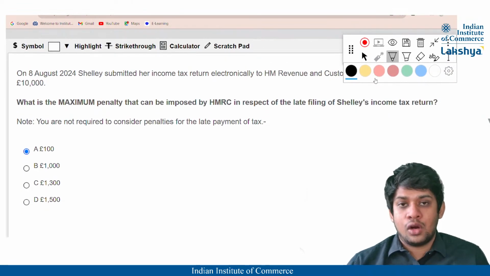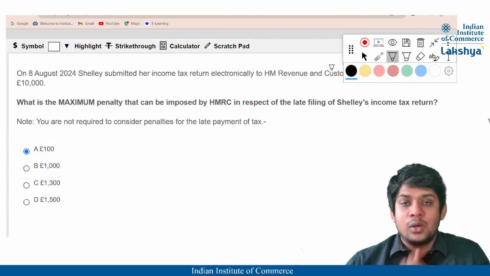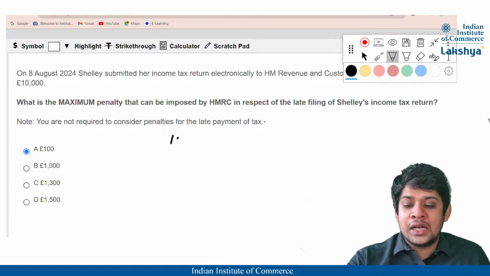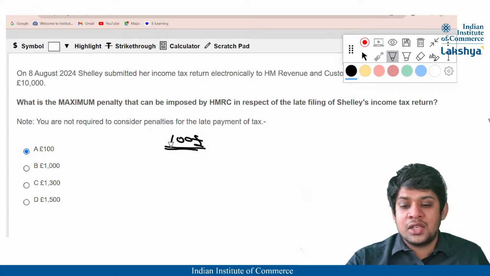If you remember the chapter on tax administration of an individual, firstly, if you cross 0 days, I mean, even if you submit 1 day late, the minimum penalty that is charged to you is £100. So £100 is the standard penalty charged to you. So the standard penalty will be charged.